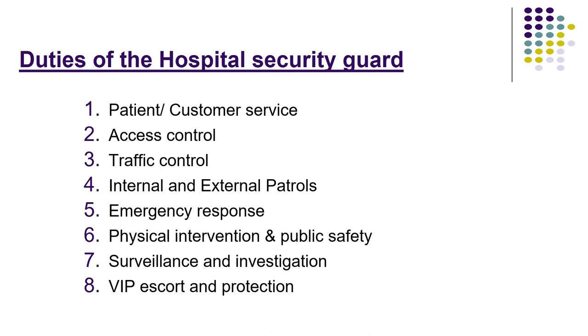Physical intervention and public safety: if anybody is hurting someone, the security guard has to physically intervene in that incident. Surveillance and investigation: the security guards can use the CCTV to monitor the persons or the public who access the areas of the hospital, and investigate if there is any issue or incident. The primary investigation can be done by the security guard. VIP escort and protection: if a VIP arrives, the security guards escort and protect them while they are in the hospital.